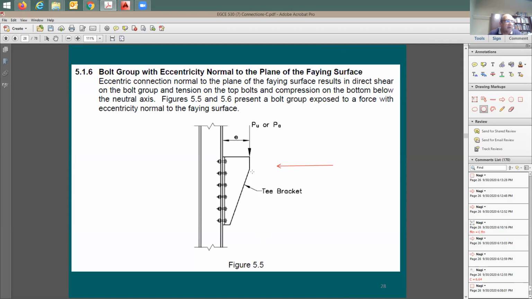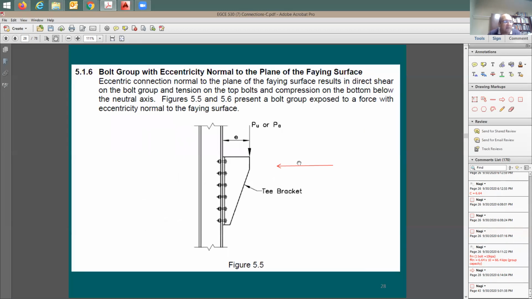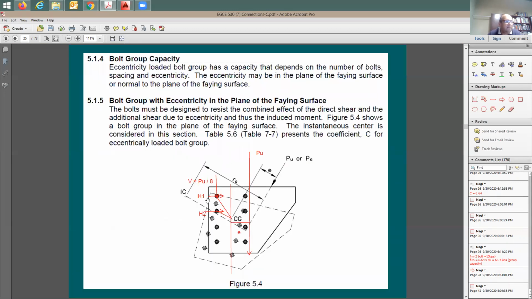But the moment is going to be coming like this, right? Moment's going to be coming this way. So moment is going to be pushing down at this and causing tension, all of that. So here's going to be some compression, and for each bolt, you're going to have tension. It means each bolt here is going to be exposed to some shear force and some tension force. This connection is totally different from this connection.